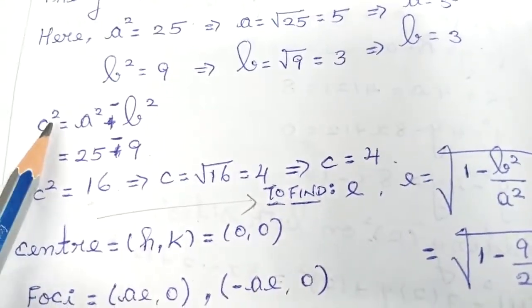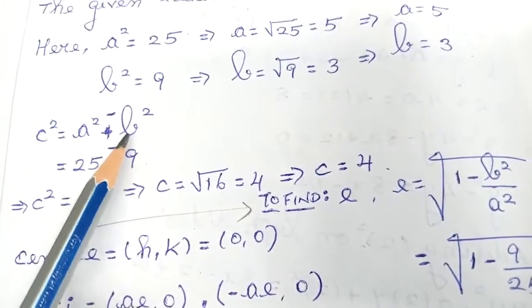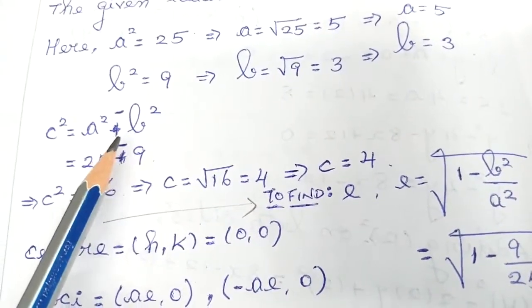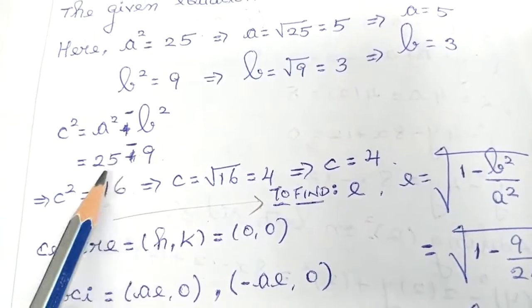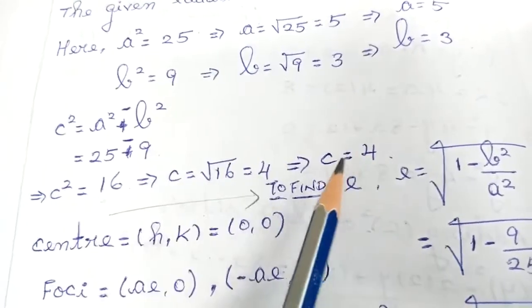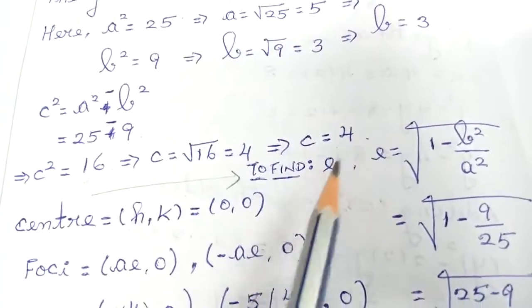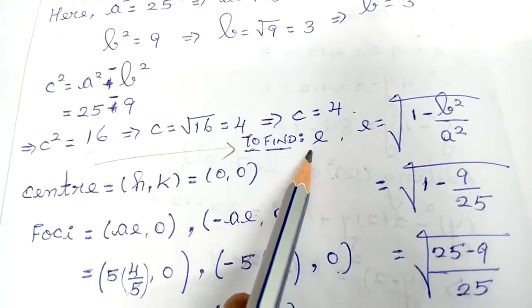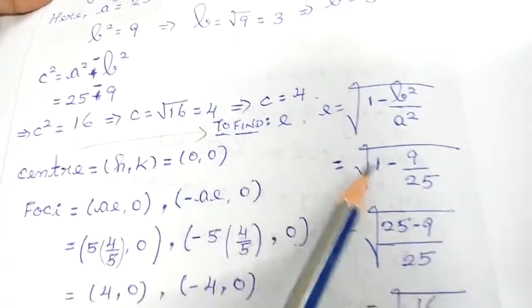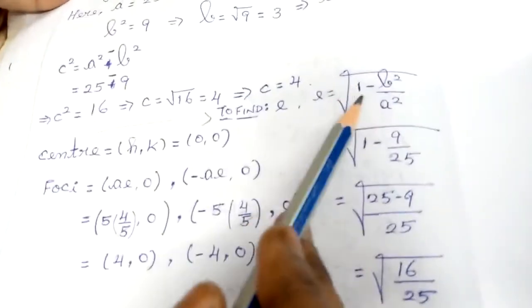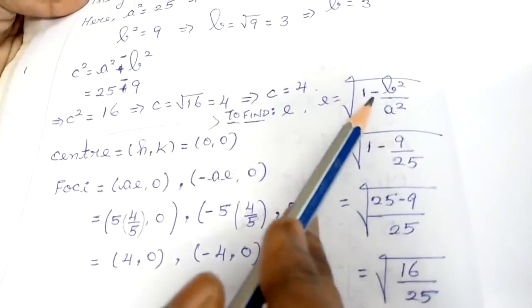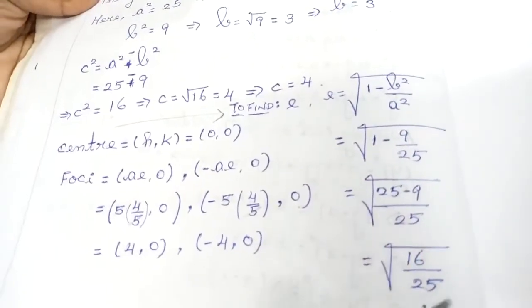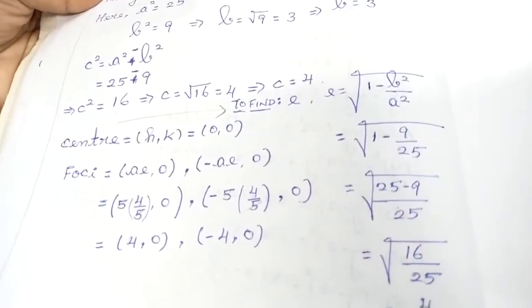Here c square is equal to a square minus b square, and that is a formula we are applying for ellipse. Apply that concept and calculate, you will be getting the answer for c equal to 4. Next we are finding e. The formula to find e is root of 1 minus b square by a square. Just substitute the value, students, you will be getting the answer for e, 4 by 5.